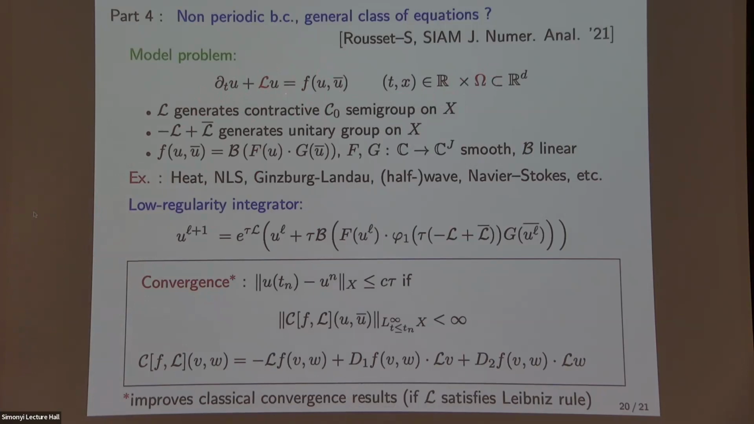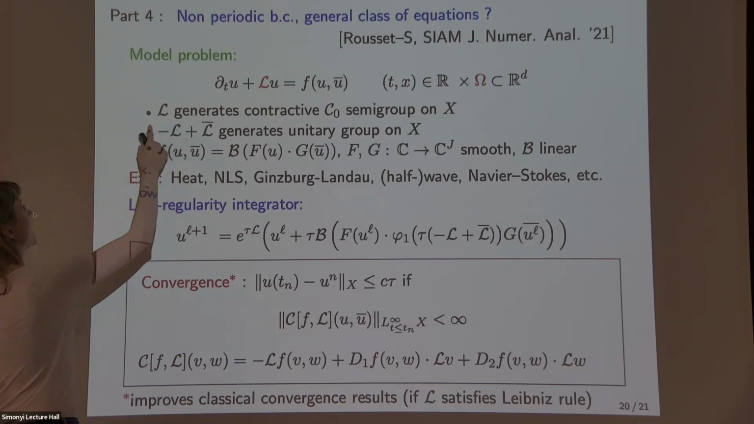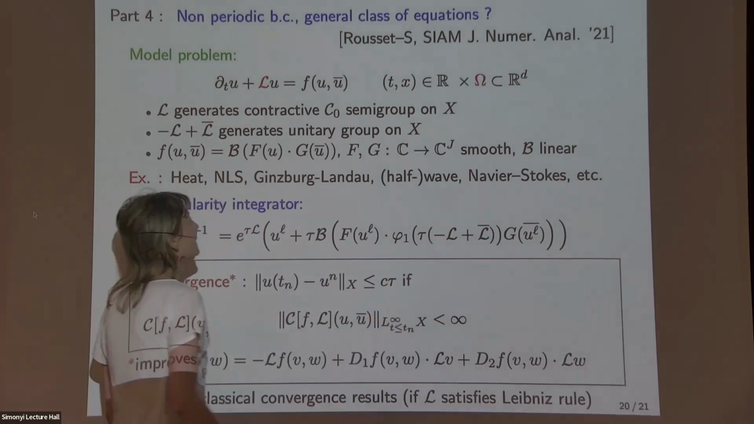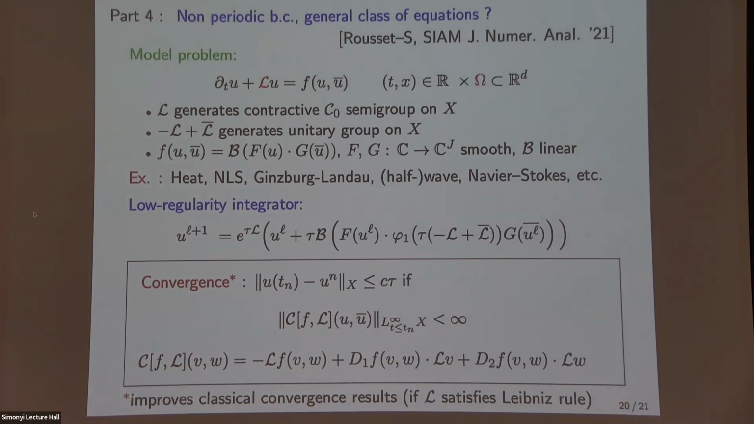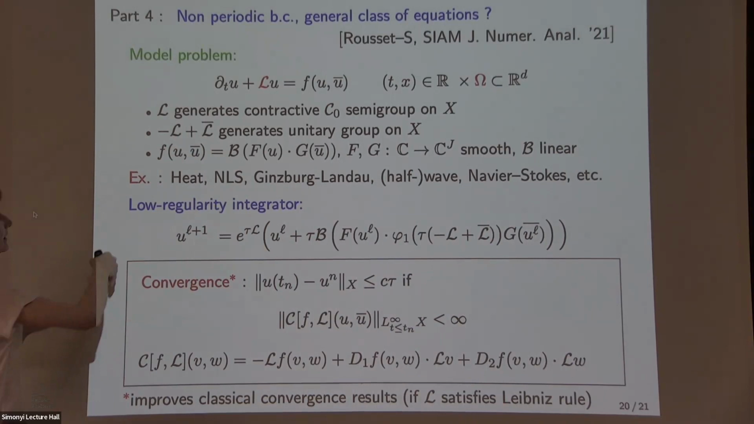Then we can also construct this low regularity integrator, where we have certain conditions on the operator. We need that it generates a contraction semigroup because we have the exponentials in the scheme, otherwise we would have no stability in our numerical scheme. Then we have minus L plus L bar in the exponential in our numerical scheme, so we also need that this generates a unitary group. And then interestingly, to control the oscillations, we have to have a certain structure of the nonlinearity where we can distinguish where u and u bar go, because the oscillations go in different directions. But basically, in this general setting, we can construct these low regularity integrators.